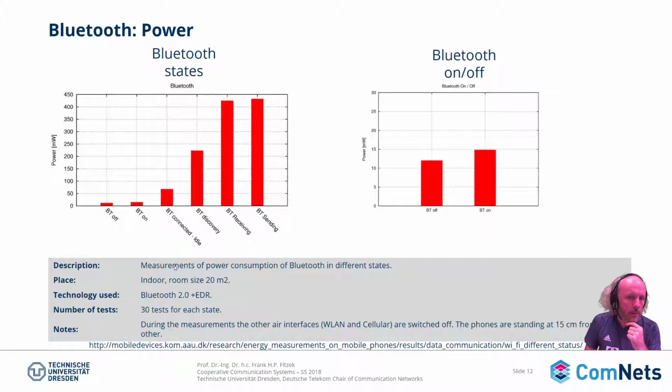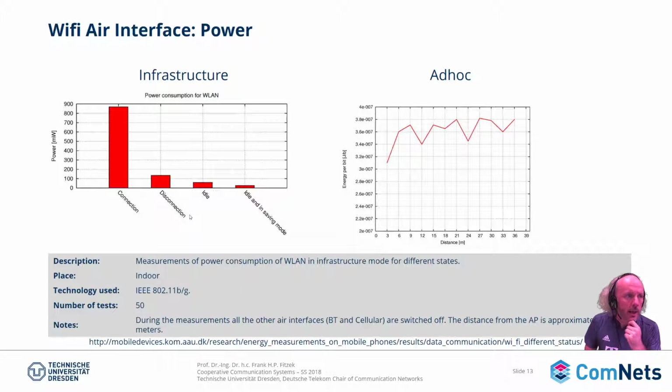So a lot of people wanted to switch off Bluetooth to save energy. There was not so much to win. It's more about really being connected to devices that you need, then you can transport data, and if you don't need it anymore, just disconnect. And for Wi-Fi, we had the same for connection, disconnection, idle, and idle in power save mode.